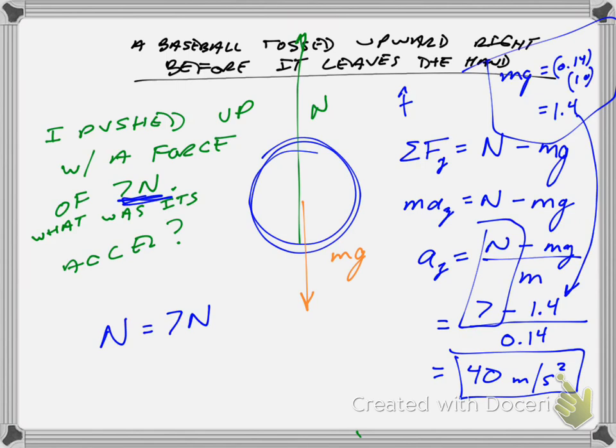All right, and then just for clarification, someone asked how I got the 7 minus 1.4, and so here's just a quick explanation of that. It was given that the normal force is 7 newtons, and so that was given information. And then mg, once again, remember we said that the mass of the baseball was 0.14 kilograms, and so if I multiply by 10, I get 1.4 newtons for the weight. And so that's where we got those numbers that we substituted to get to the 40 meters per second squared.